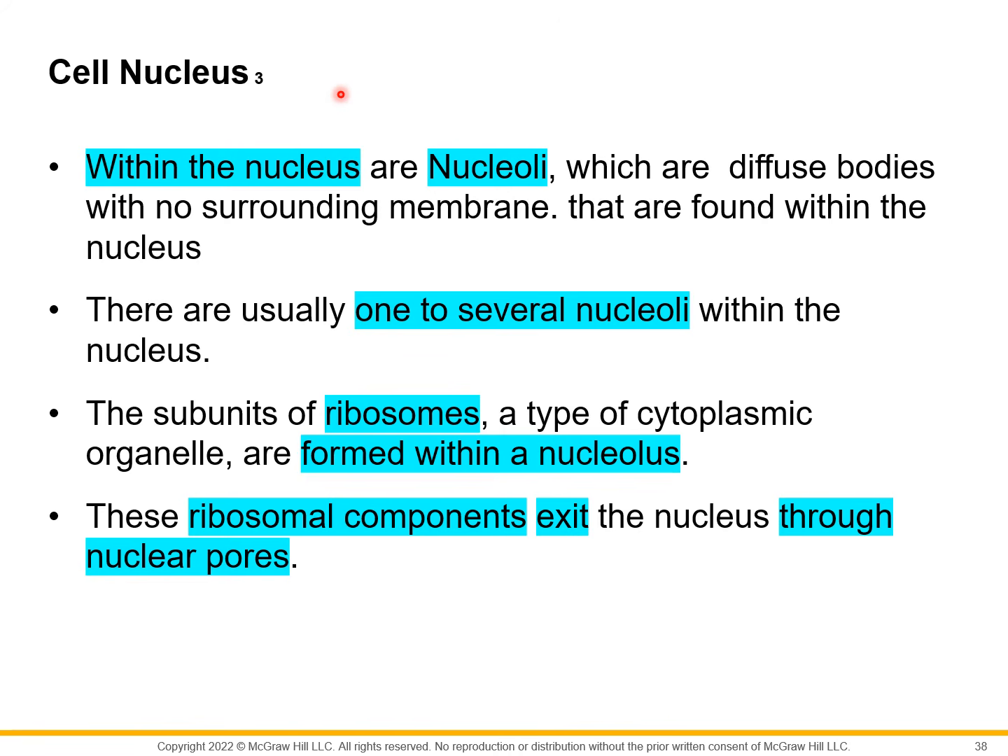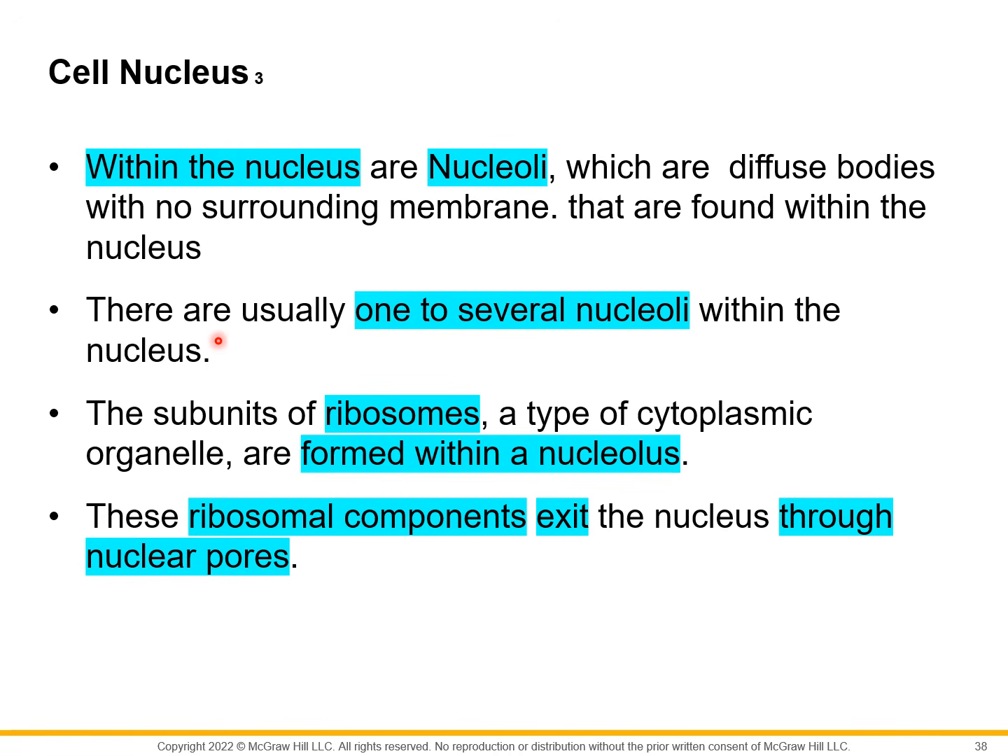Within the nucleus are nucleoli, which are diffused bodies with no surrounding membrane, and they are found within the nucleus. The statement is kind of redundant kasi sinimulan niya sa within the nucleus, and then the statement ends with in the nucleus. So it kind of says the same thing twice, but whatever. There are usually 1 to several nucleoli within the nucleus. So sinasabi po dito na maaaring merong isa or higit pa sa isa, no? Maaring maraming nucleoli sa loob ng iisang nucleus.